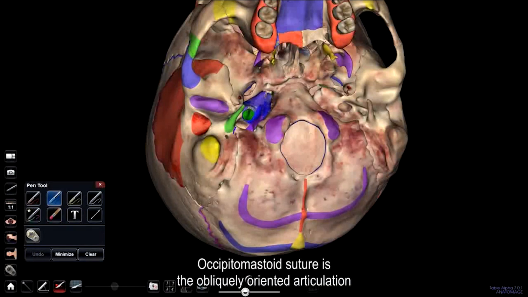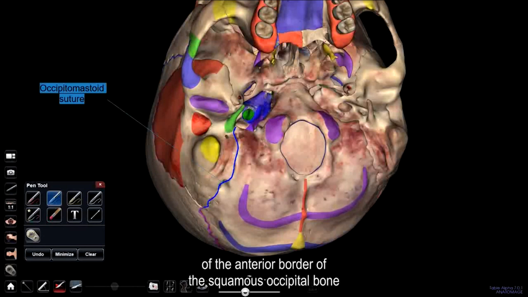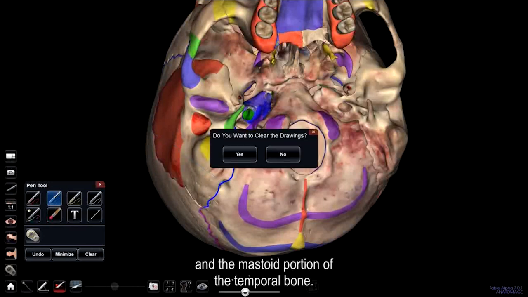Occipitomastoid suture is the obliquely oriented articulation of the anterior border of the squamous occipital bone and the mastoid portion of the temporal bone.